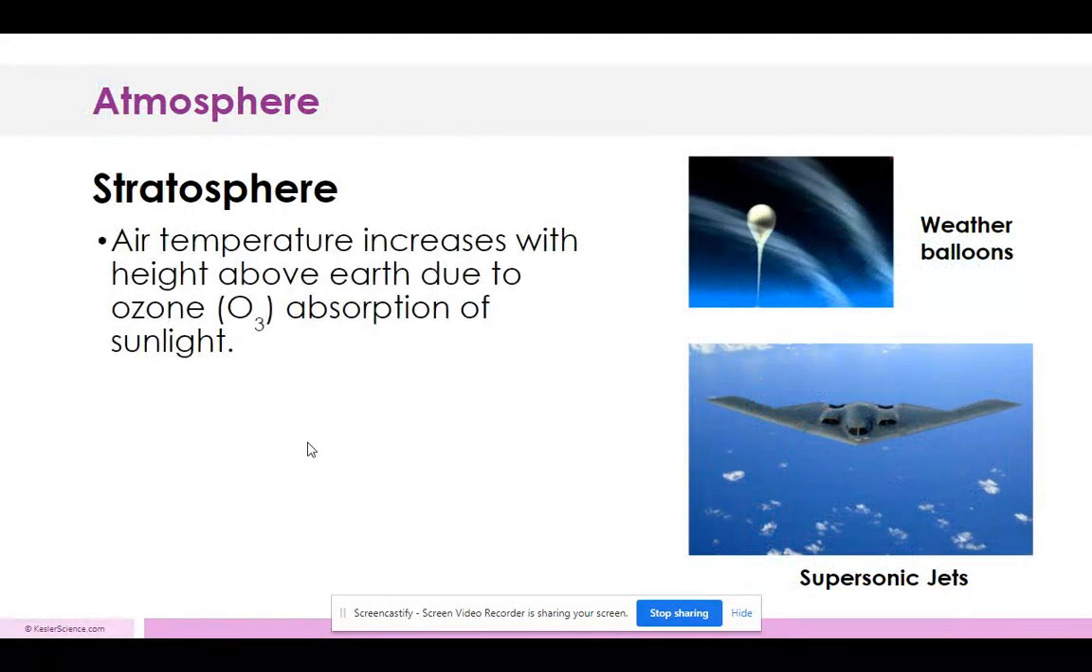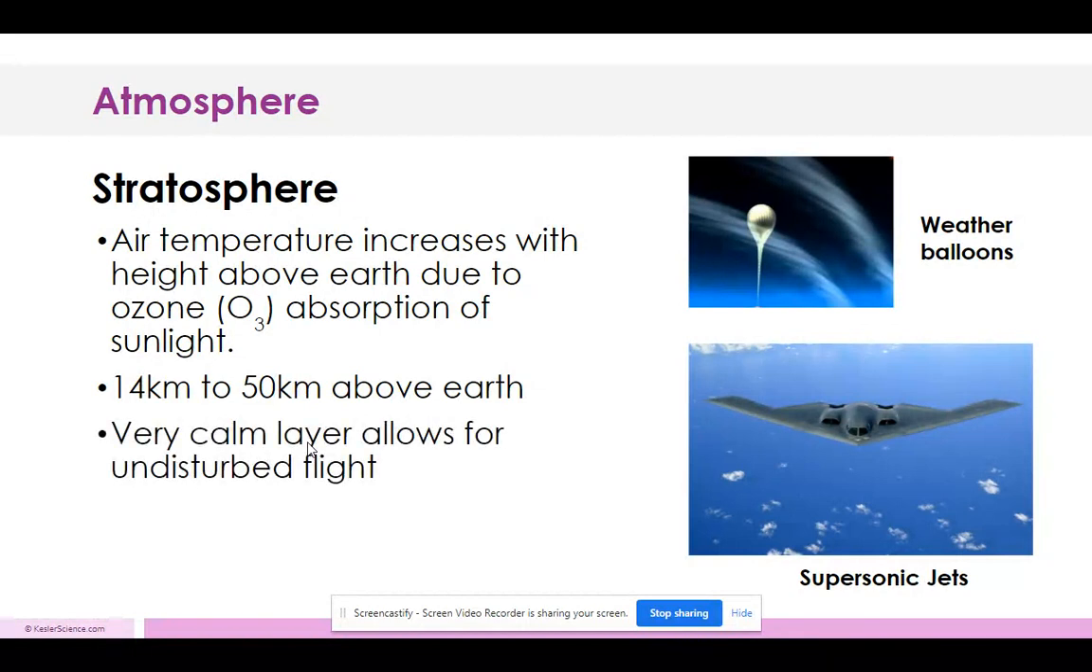So let's talk stratosphere. The air temperature increases. That means it gets hotter the higher you go up into it. So if I'm climbing that mountain, it's actually going to get hot in the stratosphere instead of cold. And that's because of the ozone layer. It absorbs sunlight, and ozone is O3. So in the stratosphere, we have the ozone layer. Really important. This is 14 kilometers to 50 kilometers.